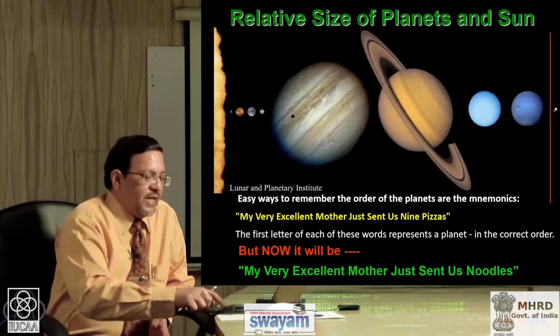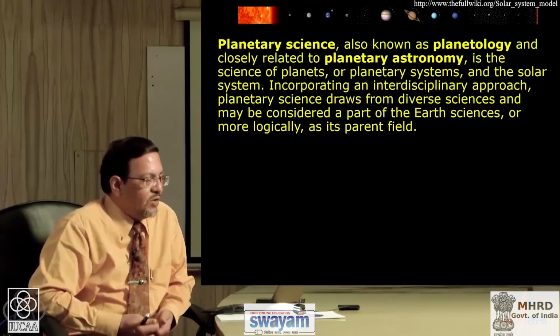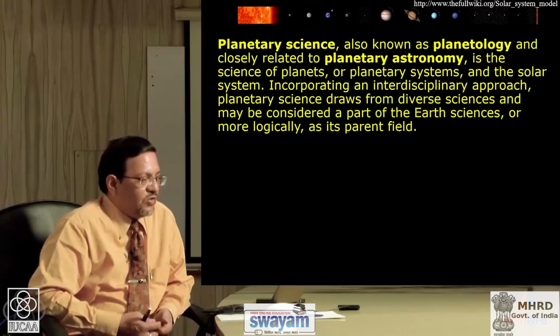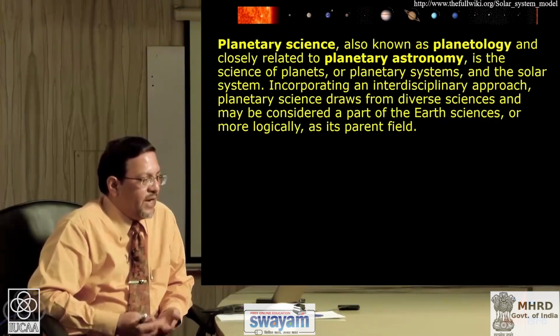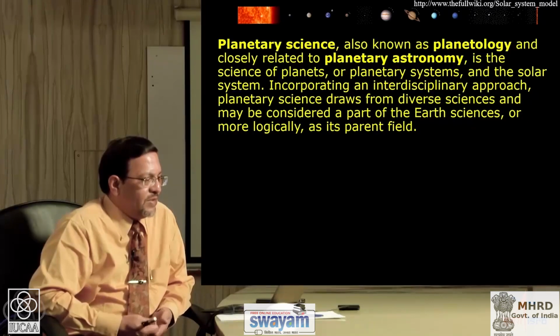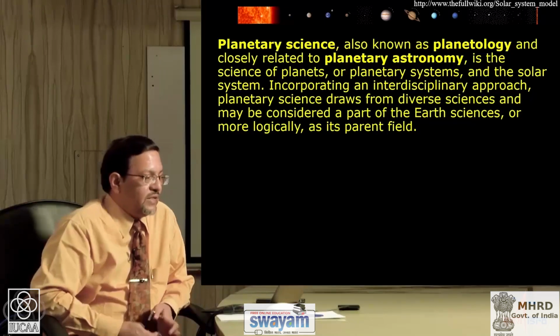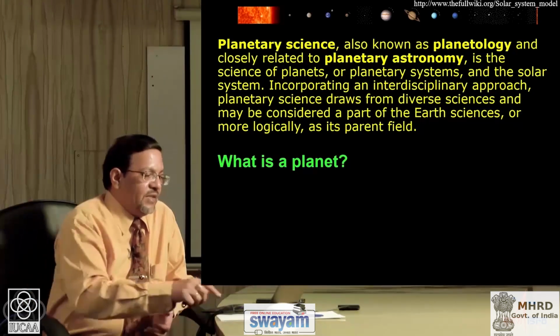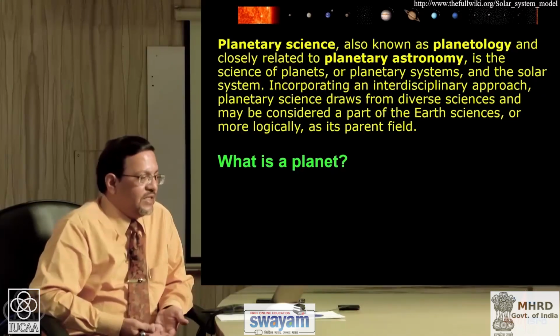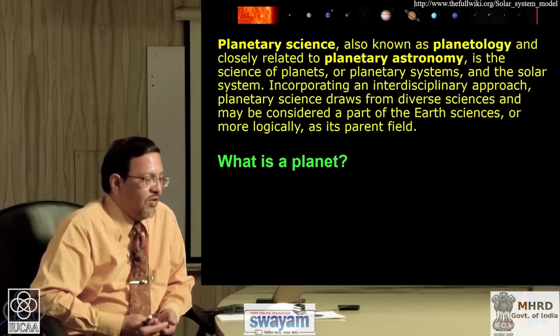Now, when we talk about planetary science, this is also known as planetology or planetary astronomy, which deals with the planets, planetary systems, the solar system and things like that. And essentially it covers a much wider gamut of scientific disciplines, which also includes earth sciences. Or we can say in some sense that planetary science is a parent and earth is a part of that planetary science system.